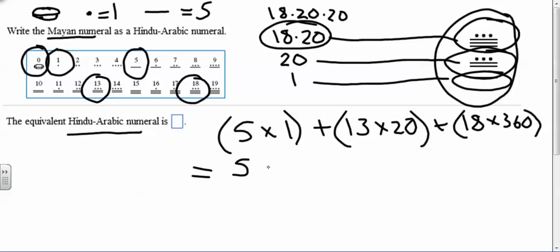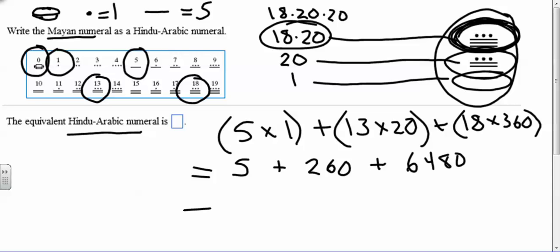So from the ones digit, we have 5. For the 20s place value, it looks like we have 260. You might want to multiply that out real quick on your calculator, but I believe it's 260. Plus, in our 360s place value up here, we have 18 of them, 5 plus 5 plus 5 plus 1 plus 1 plus 1, which is 18. So it's 18 times 360, which is 6,480, if I did my math right.